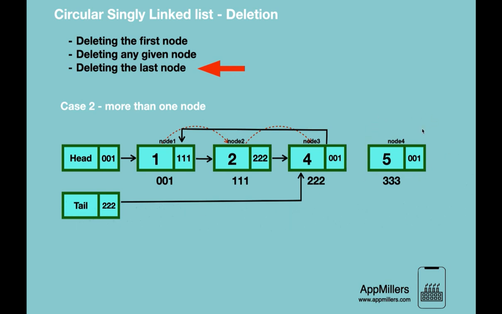Now you see that we don't have any link to node 4 over here, which was the last node. So this is eligible for garbage collection, and the garbage collector will come and destroy it. So with this, deletion of a node from the end of a circular single linked list is complete. That's all for this lecture.